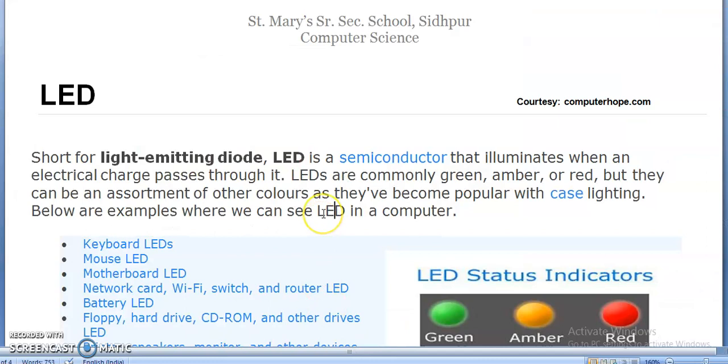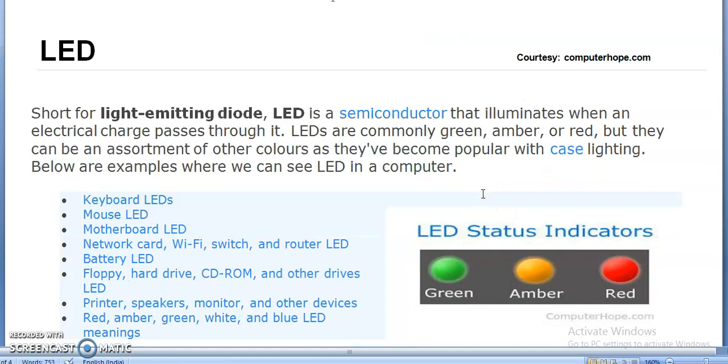So this is the definition of LED. LED is short for light emitting diode. It's a semiconductor that illuminates when an electrical charge passes through it. LEDs are commonly green, amber or red. These are the three different colors that we see in any LED lights. As I told, they are commonly green, amber, or red in color, and can be an assortment of other colors as they have become popular with case lighting. So nowadays it has come up in many different colors also.